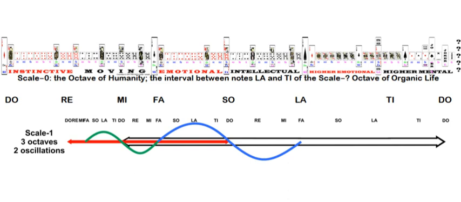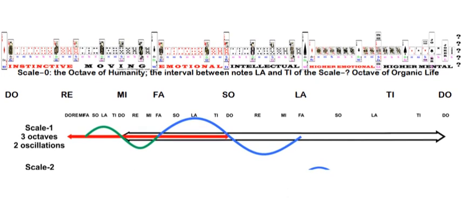The oscillations of these oscillating dos are shown as the green, minor, and blue, major sine waves, each going from fa to fa. The range of the oscillating do of the minor oscillation is shown as a red arrow, and the range of the oscillating do of the major oscillation is shown as a hollow black arrow.